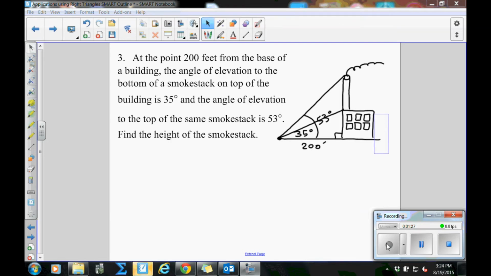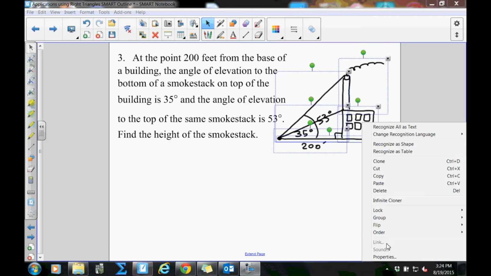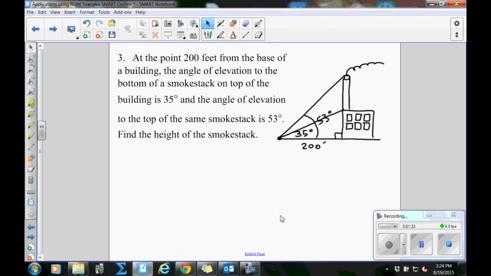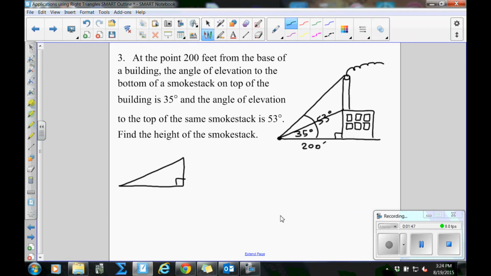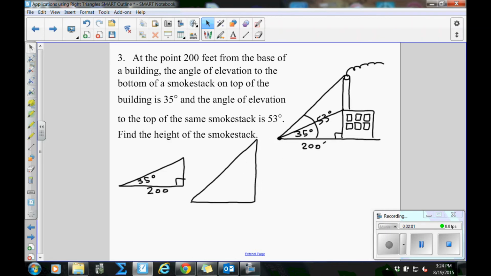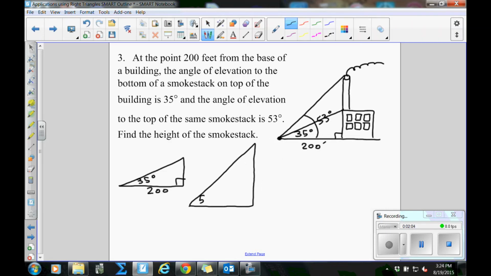Bear with me for 1 second while I lock that in place. So what we really have, that might be a little bit hard to look at, is a small triangle with this information, and we have a large triangle with that information.